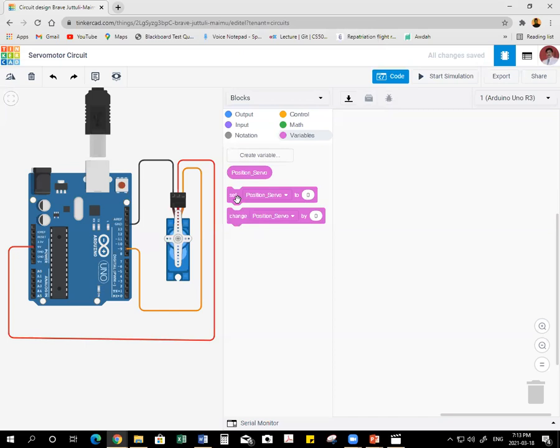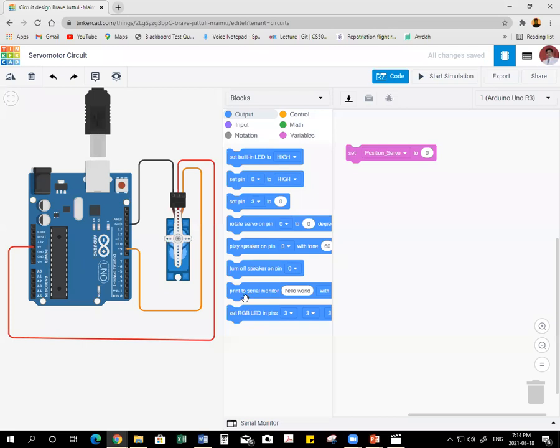Now I have to set, by default, the position should be 0, so that it has to come back to its original position, whatever output we are giving from pin number 9. But at the last, it has to come back to its original position 0. So that's why we are setting position servo to 0. Now we have to rotate the servo. For that, we have one direct output block.